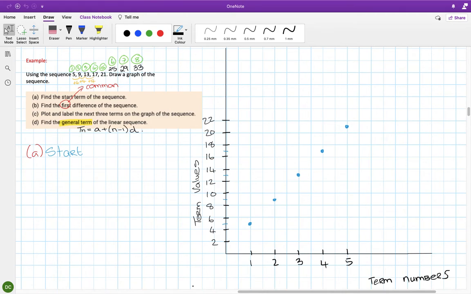Part B then is the first or common difference. So, are we stuck again? Oh no, okay. It's working, it's just slow. So the first or common difference is how much it's going up by each time. And each time it's gone up by 4.